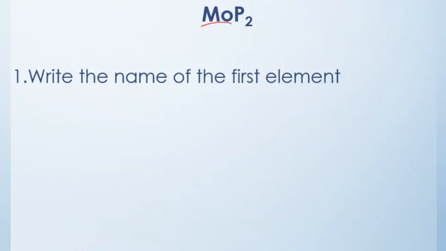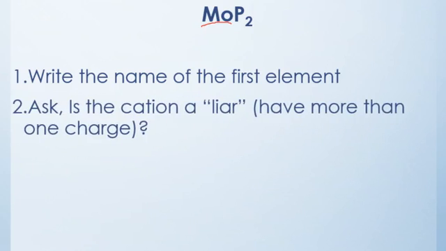What is the name of this compound? The first thing I have to do is find out what kind of compound this is. When I look up Mo off the periodic table, I find that it is a metal, which means it is the ionic naming system. When I write that, I have to write the name of the element first. And I ask, is that element, molybdenum, a liar? The answer to that question is yes. So since it is a liar and it does have more than one oxidation state, I am going to have to find out what lie it made.